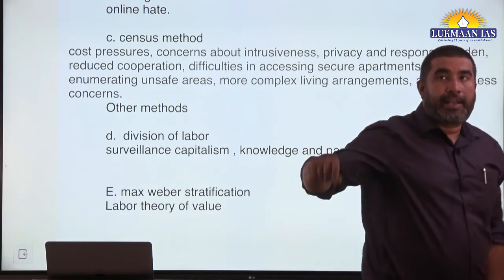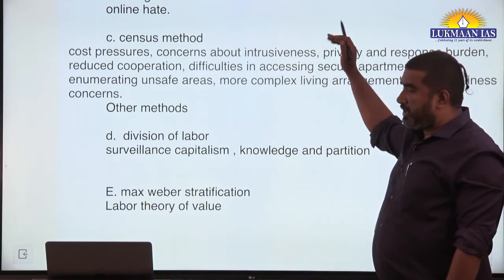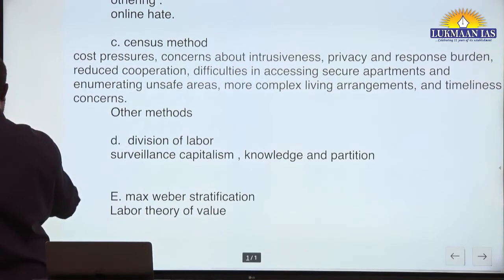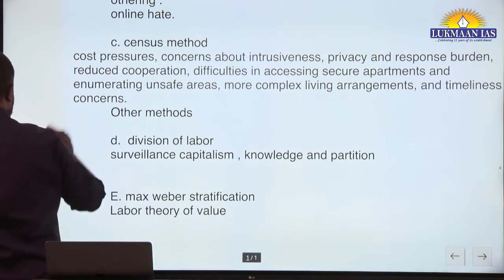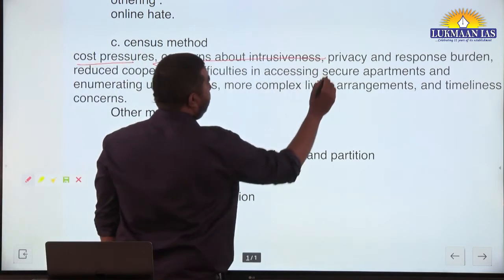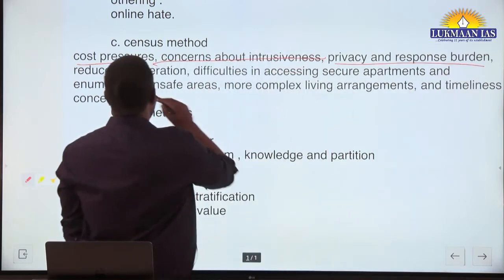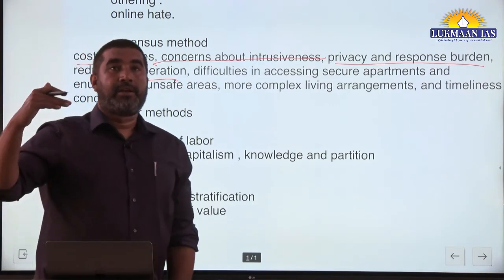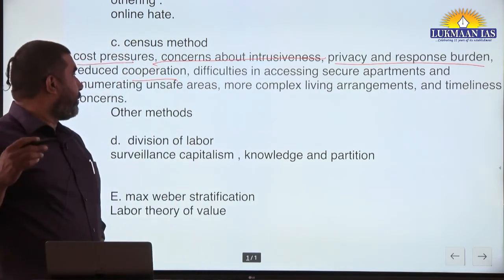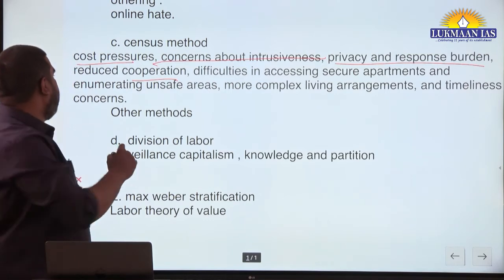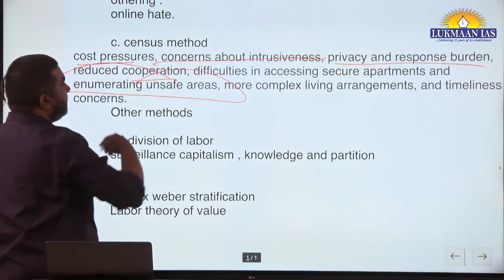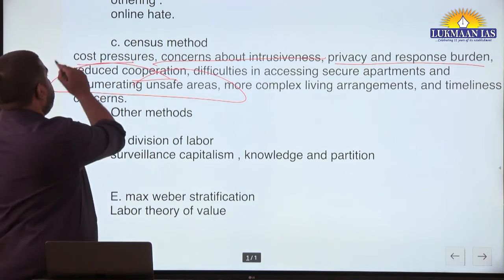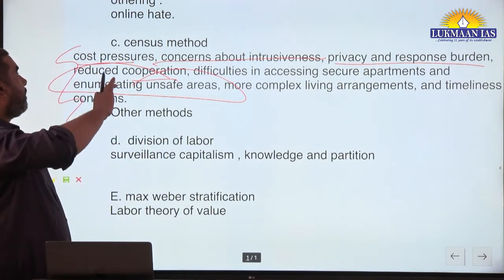You see that you can write many things, but just think about it. Cost pressure, concerns about intrusiveness, privacy and response burden, reduced cooperation, CEA protest. This year, when the census people from the census department went to take the census, in some areas, particularly minority dominated areas, there was fear of CEA, so there was a problem. You see that this is a precise point for census method.